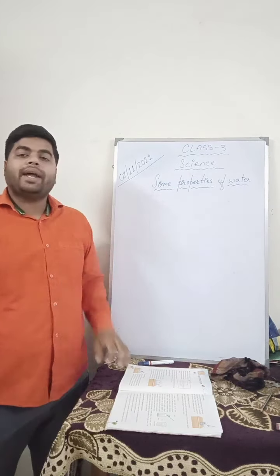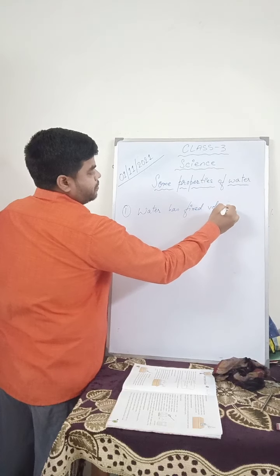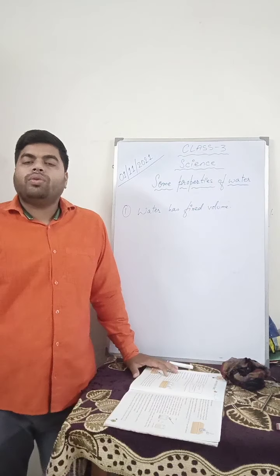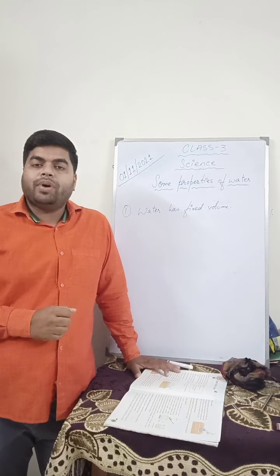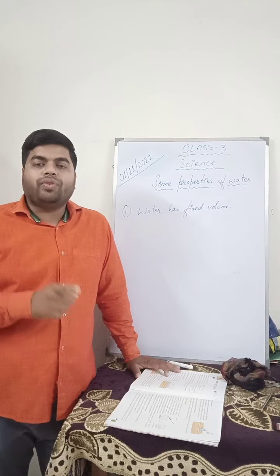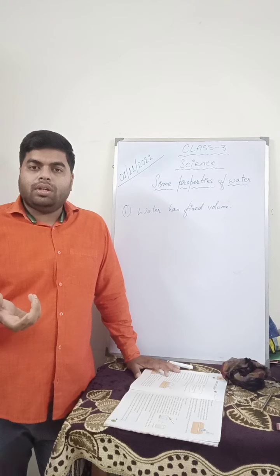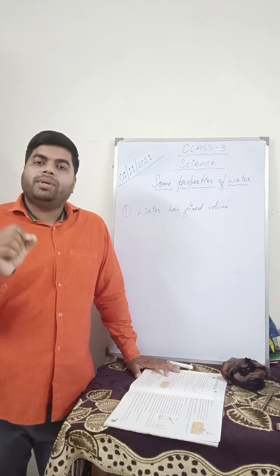Properties of water: water has fixed volume. That means though water has no fixed shape, water is a liquid and it does not have any fixed shape or size, but it has fixed volume. Volume in the sense, wherever you go in the world, if you take 1 liter of water, the measurement of that 1 liter will be the same.